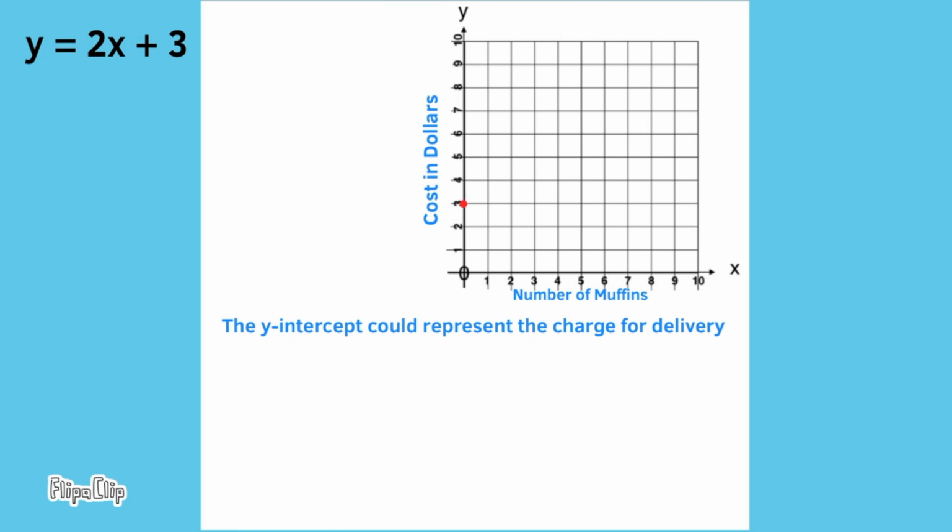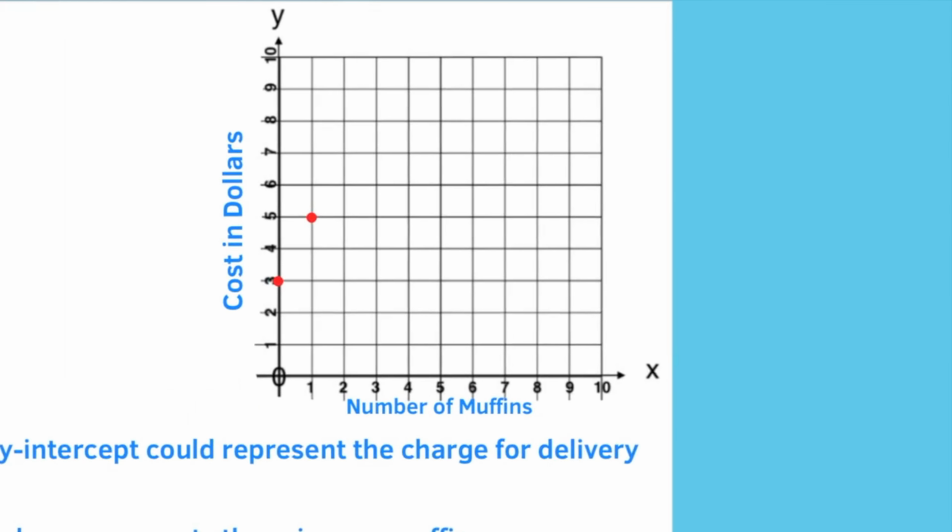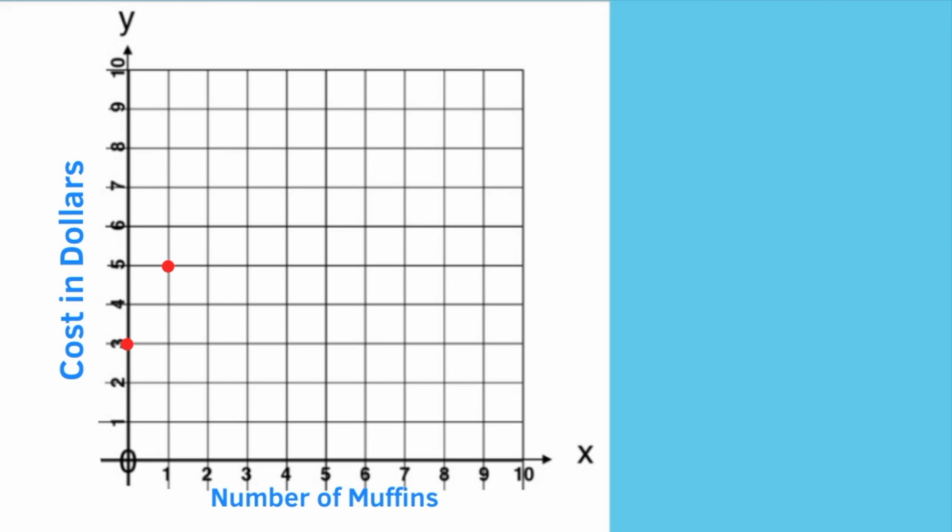The y-intercept could represent the charge for delivery. The slope represents the price per muffin. Notice at 0 muffins, the cost in dollars is $3. That's the charge for delivery. Then the cost for 1 muffin is an additional $2, making the cost for 1 muffin to be delivered a total of $5. Then for 2 muffins, the total cost would be $7, and for 3 muffins, the total cost for delivery would be $9. There's the look at a line that would have a slope of 2 and a y-intercept of 3.